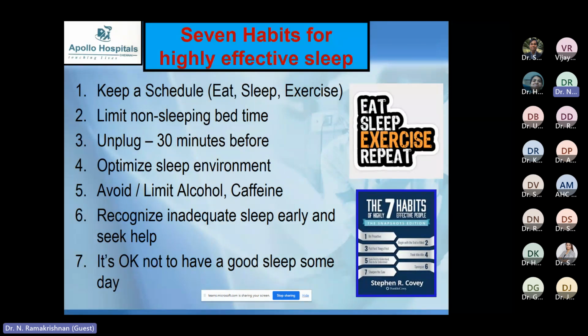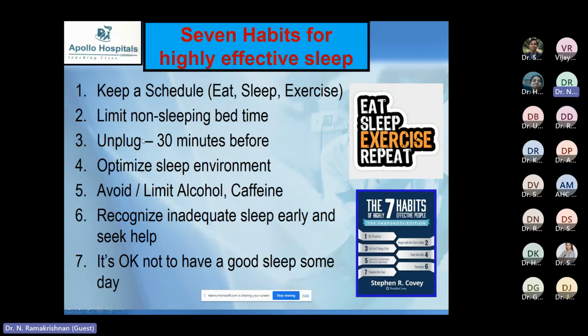I'm sure all of us have read this book, 7 Habits of Highly Effective People. So I would say these are 7 habits for a highly effective sleep. 1, keeping a schedule, eating on time, sleeping on time, and exercising on time. 2, limiting the non-sleeping bedtime. By that I mean don't sit in bed and watch TV, read a book, talk, eat, fight. That's not what it's meant for. Bed is meant for sleep and intimacy with your partner and nothing else. So limiting the non-sleeping bedtime would significantly improve sleep.